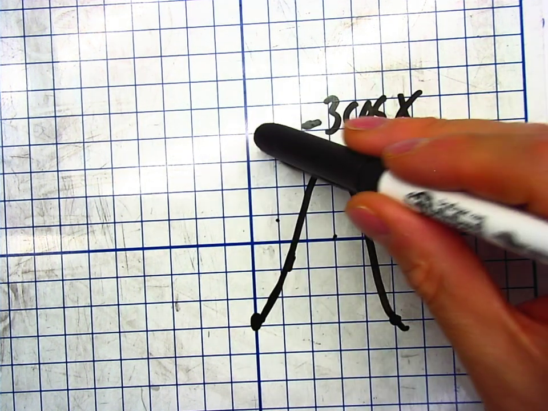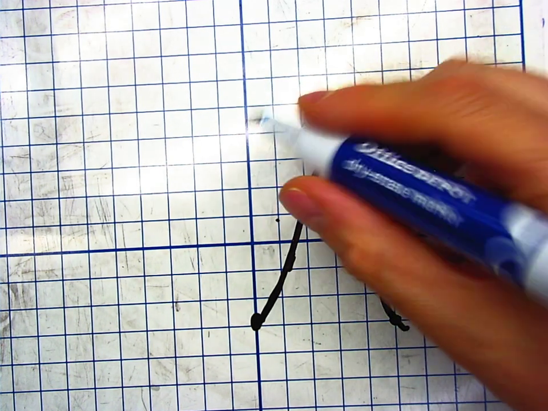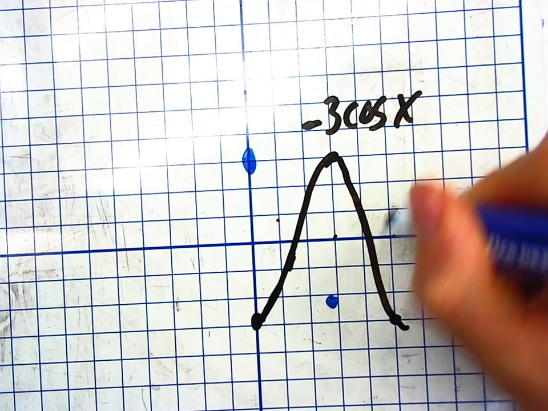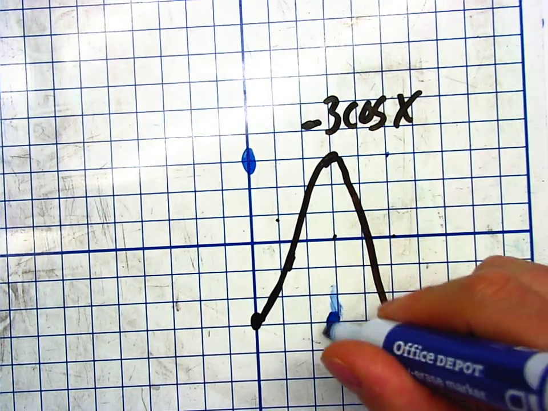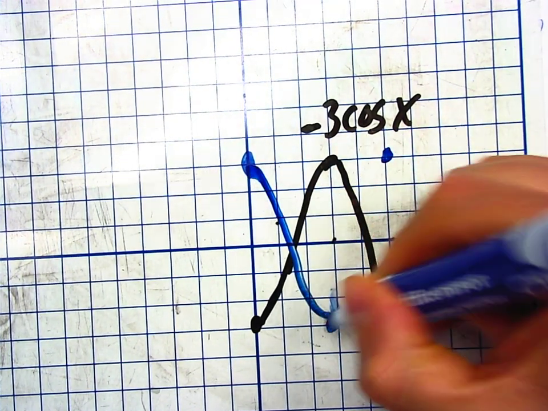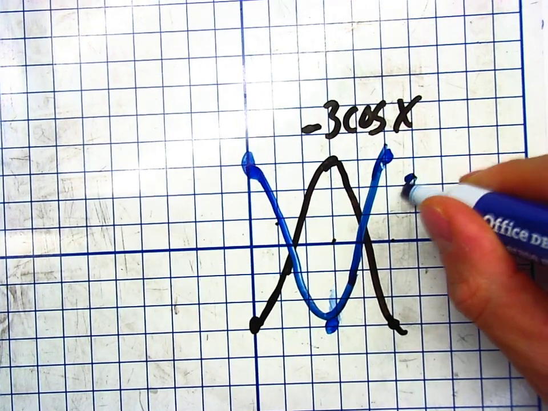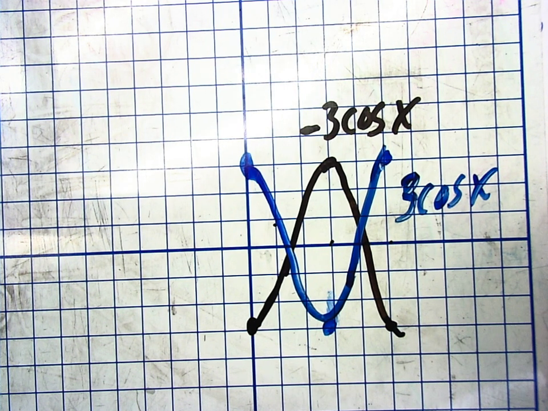Positive cosine would start at positive 3. So the positive cosine would just be the reflection in the x-axis of that. So it would be here, and then here, and then up, with an amplitude of 3, and then up through here. That would be the positive 3 cosine x, reflected in the x-axis.